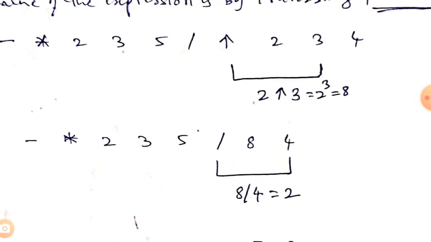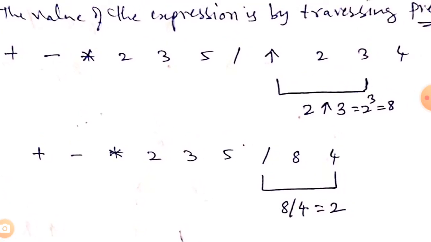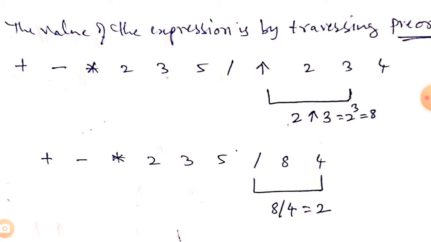2 cube is equal to 8. Then it becomes like this. That means in these 3 you can replace 8 here. Now the expression becomes: plus, minus, star, 2 3 5 division, then 8, then 4, okay.